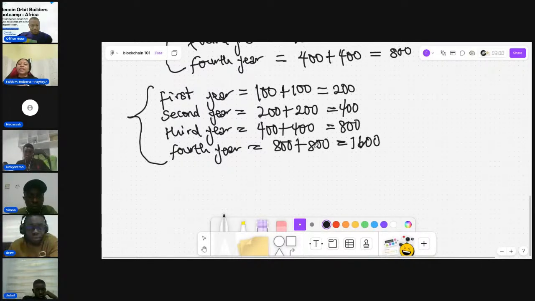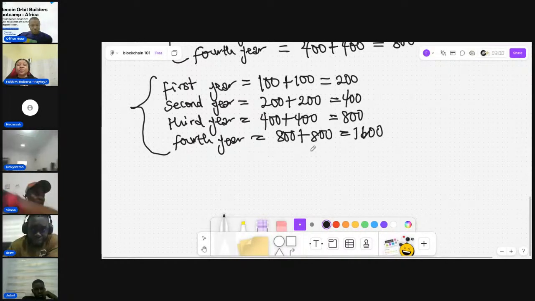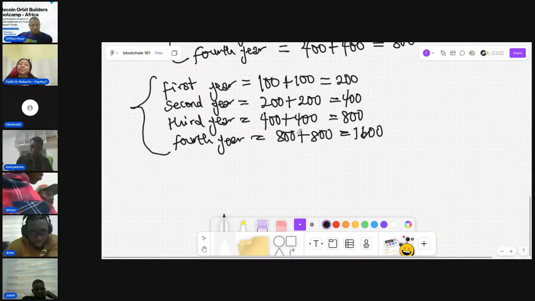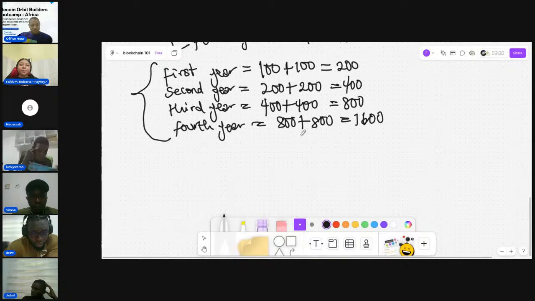So in 4 years' time, you are supposed to have earned 1,600. The total supply of tokens are supposed to have increased to 1,600 in total supply. So this is the correct scenario where everything gets added together, starting from the first year.